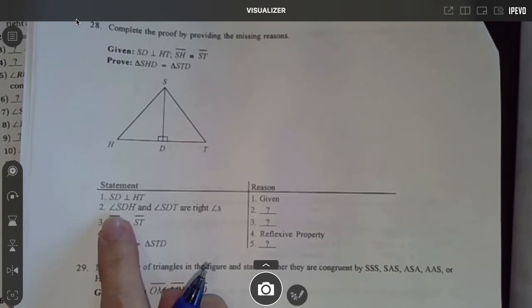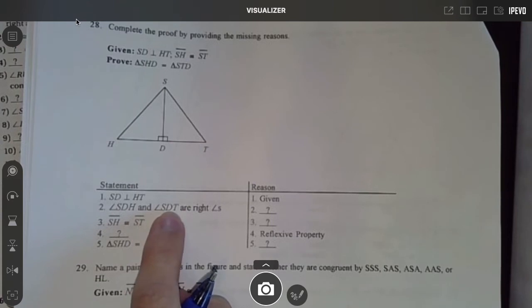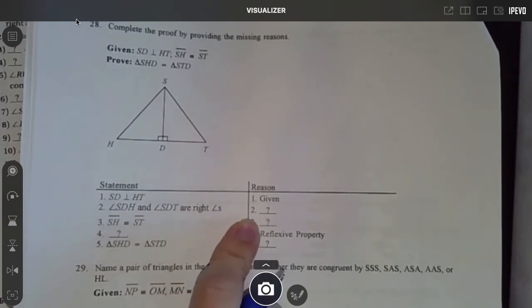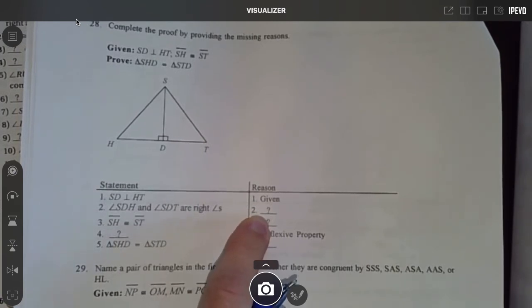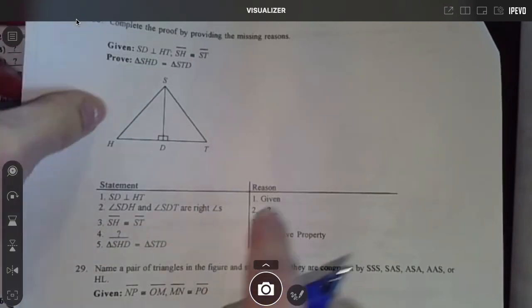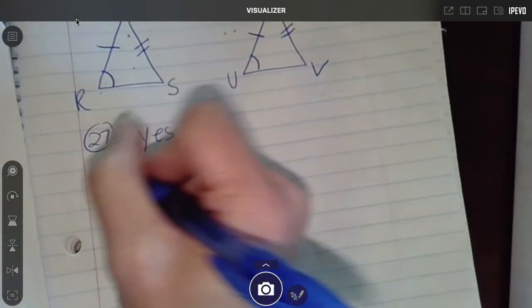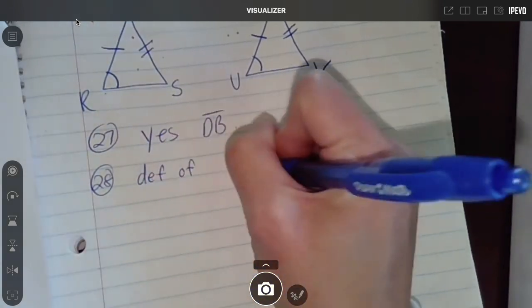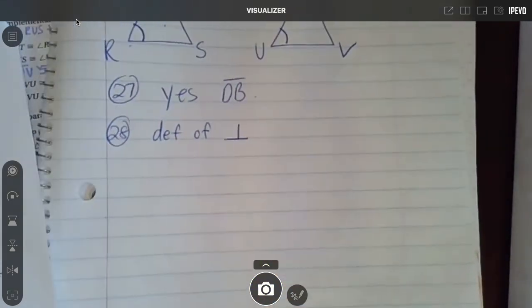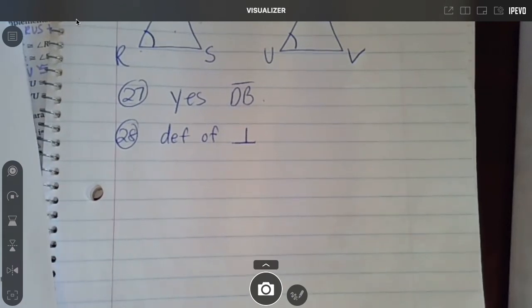Angle SDH and angle SDT are right angles. How do we know that? That is the definition of perpendicular. They're right angles. Does everybody understand that? Definition of perpendicular. So I would write def of perp. Definition of, and you could write perpendicular or you could even do the little symbol. So that's the first blank. Is everybody good with that one?